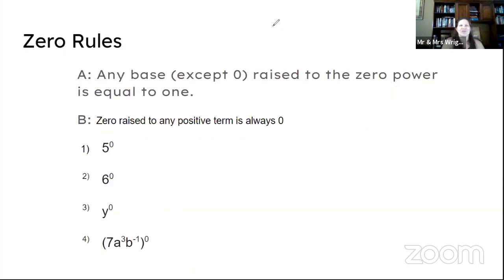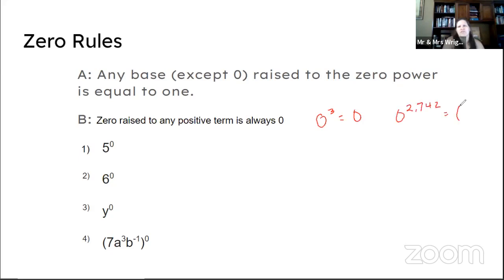All right, zero rules. There's 2 parts to the zero rule. So any base, except for 0, raised to the power of 0, or 0 power, is equal to 1. And then 0 raised to any positive term is always going to be 0. I don't have any examples of this, so let me write it. 0 raised to any positive number, 0 to the power of 3. Well, 0 times itself 3 times. 0 times 0 times 0 is 0. So 0 raised to the power of 2,742 is going to be 0. So that's B. It's pretty self-explanatory.